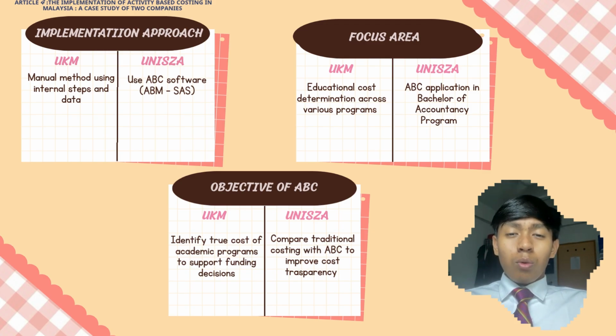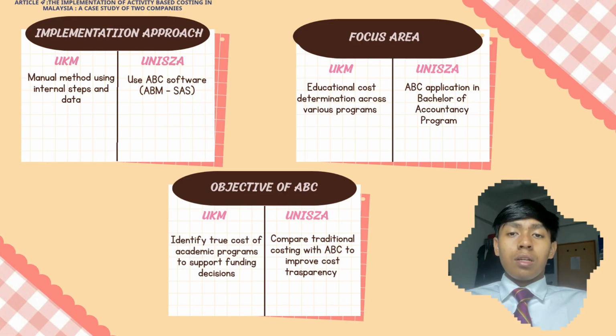To start with, we will look at the implementation of ABC. UKM used a manual approach. They developed a 9-step ABC process tailored to their internal needs, using existing data systems and spreadsheets. This required coordination between many departments and staff members. Meanwhile, UNISA used professional ABC software known as ABMSS. The software helped automate much of the costing process and provided clear, structured results for the program they analyzed.